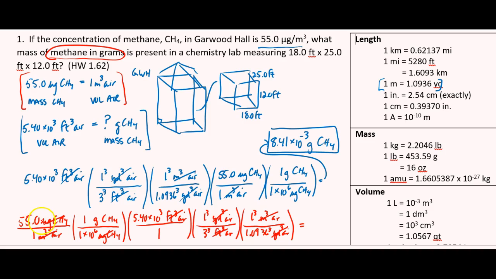55 is upstairs. It was upstairs before. 10 to the 6th was downstairs. Downstairs before. Volume of air was upstairs. Same previously. 3 cubed was downstairs. Same as before. And this quantity was also downstairs. You're going to get the same answer even if you started the problem this way.